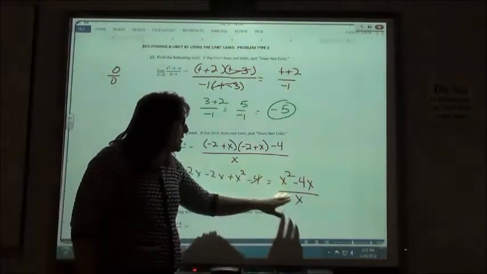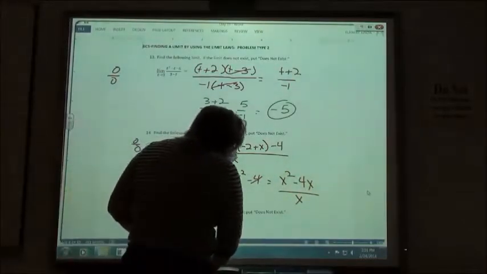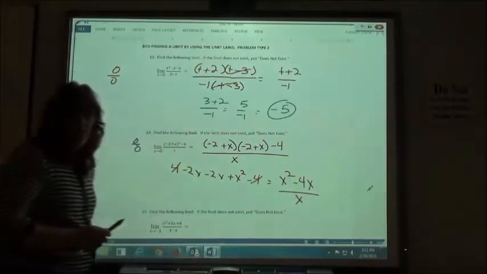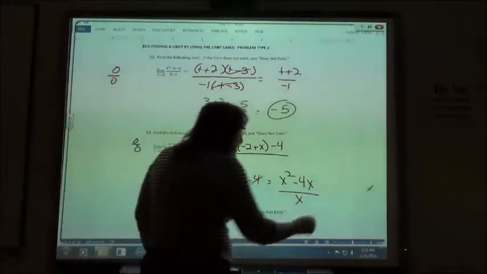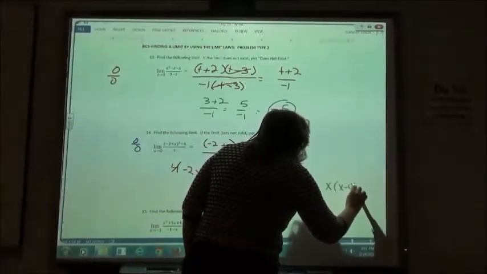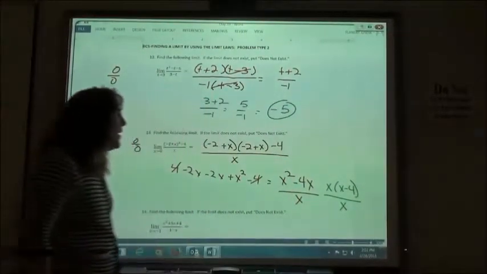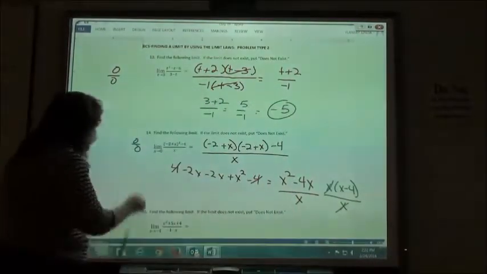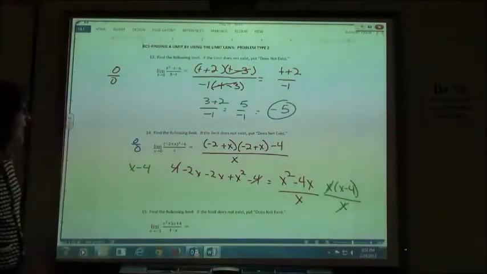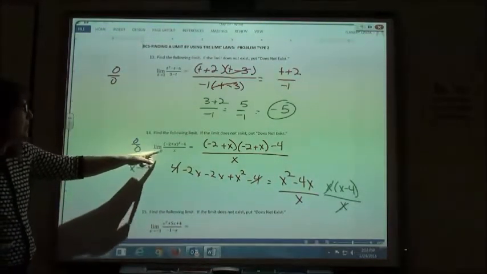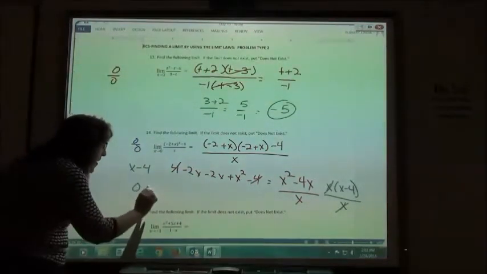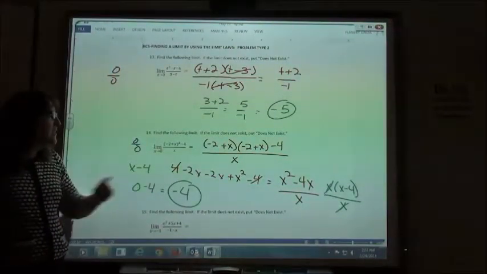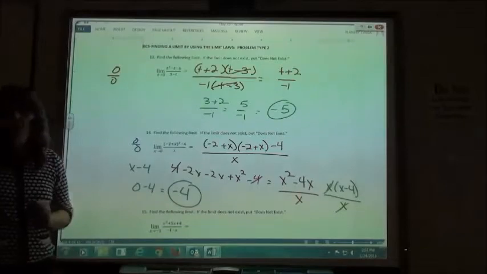So if I want to simplify this expression then, again I need to factor this out. Here I have to factor out my greatest common factor. The greatest common factor there would just be an x. So I would have x times x minus 4 over x. Now I can simplify my expression because I can cancel out the x's. I just get x minus 4. So if I evaluate my expression as my limit approaches 0, 0 minus 4 gives me negative 4. So the limit as x approaches 0 of this expression is also just going to be negative 4.